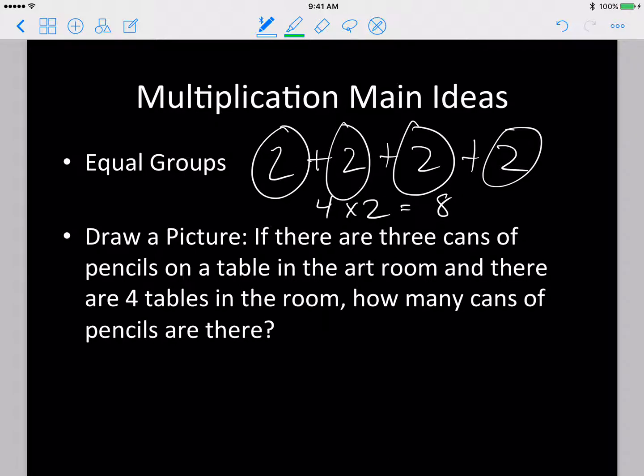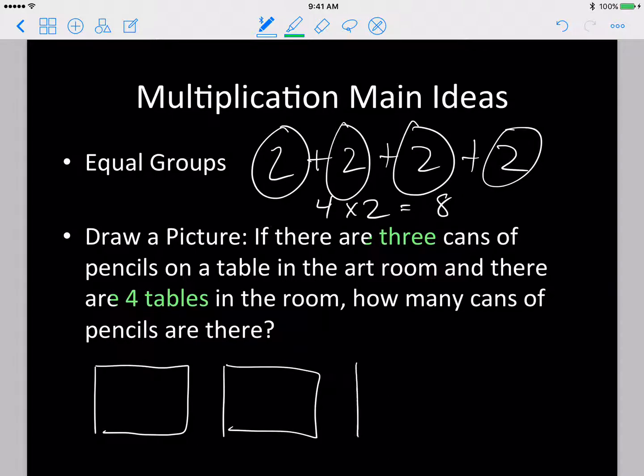So let's look at this one. It says if there are 3 cans of pencils on a table in the art room, and there are 4 tables in the art room, how many cans of pencils are there? So let's draw a picture. So there are 3 cans of pencils on a table. Okay. And it says there are 4 tables. So we're going to draw, there's 1 table, 2, 3, 4.